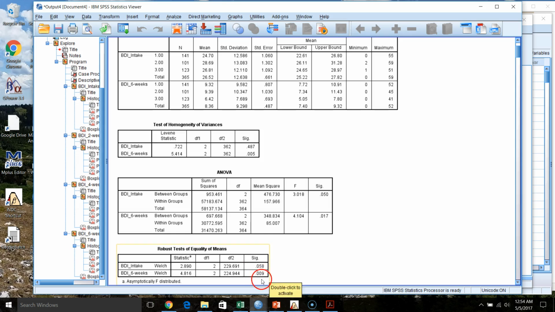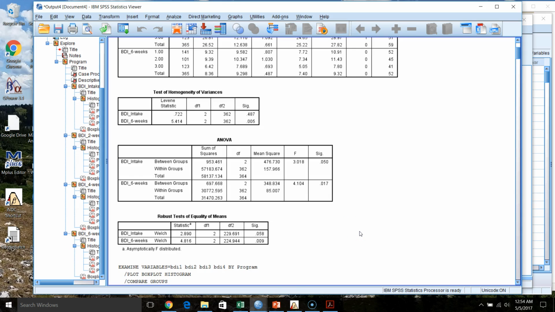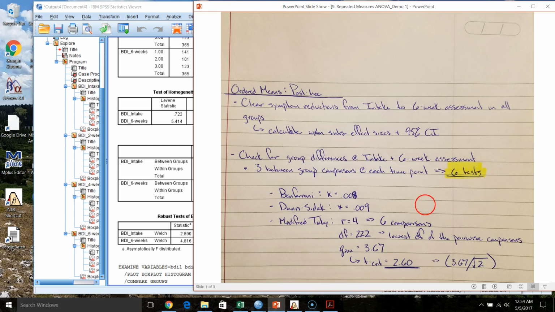Our p-value is actually less than what it was here, so suggesting that, at least for the purposes of this example, what we'll do is go through and tease apart and look at our pairwise comparisons both at intake and at week 6. Okay?